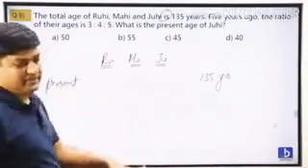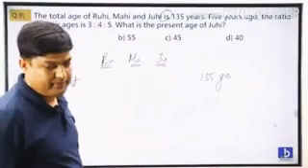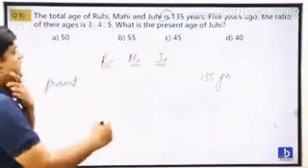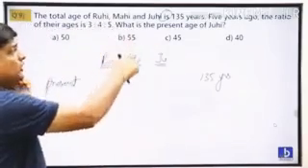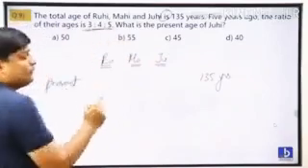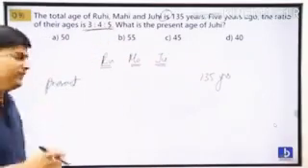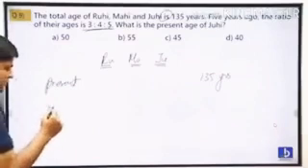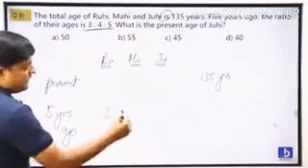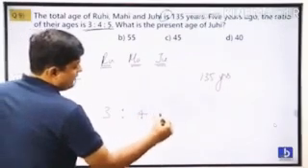Present, the sum is 135. Who is how much, we don't know. Okay, he told you 5 years ago, the ratio of their ages is 3:4:5. Arre sir, this 3:4:5 is not right now. It's 5 years ago. So 5 years ago, the ratio is 3:4:5.